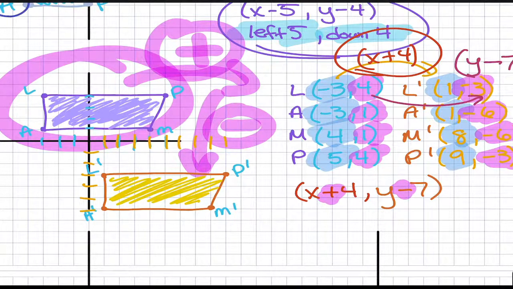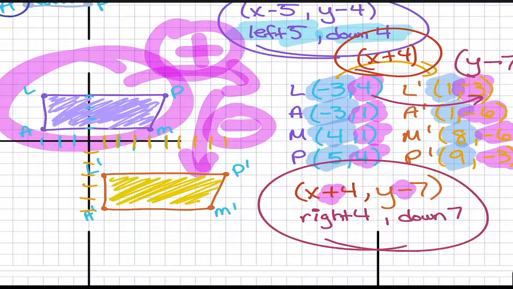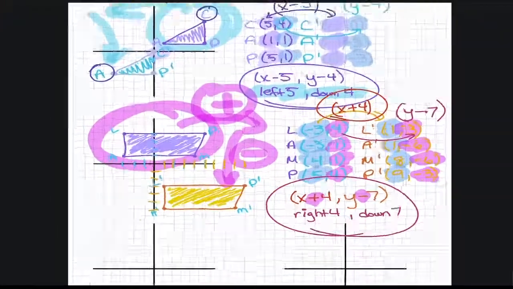Let's write it in directions. Right 4, down 7. Okay? All right, guys. There you go.